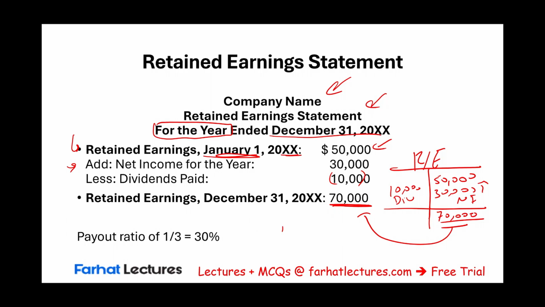70,000. Now, this company, FYI, paid 10,000 out of the 30,000, so we say that they have a payout ratio of 30%. So this is the basic structure of a retained earnings statement, or a statement of retained earnings.